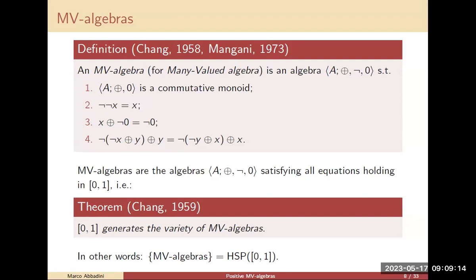So this was a theorem by Chang. And also, this theorem was the reason why Chang introduced MV-algebras, to prove a corresponding theorem for the logic. So, in other words, MV-algebras are homomorphic images of subalgebras of powers of [0,1].